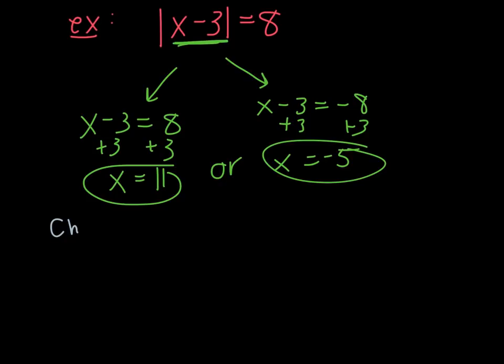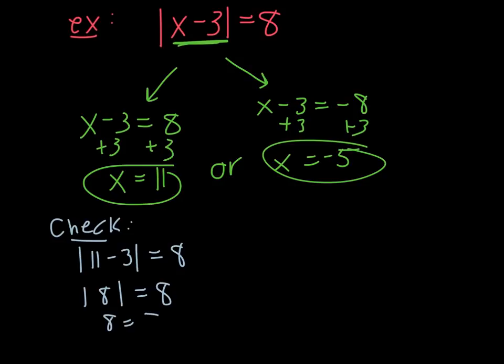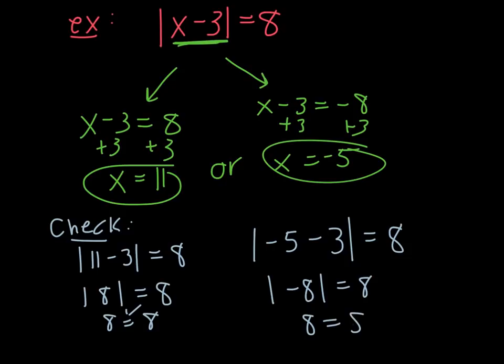We want to get into the habit of checking these, because eventually we'll have some equations where the answers won't work if we plug them back in. So if I plug in 11, I get the absolute value of 11 minus 3. Well, 11 minus 3 is 8, and the absolute value of 8 is in fact 8. So that checks out. If we plug in -5, -5 minus 3 is -8, which when we take the absolute value, we do get 8 as well. So absolute value equations will always have two answers.